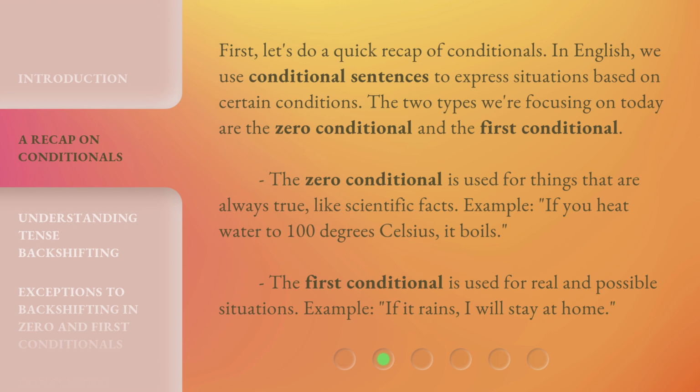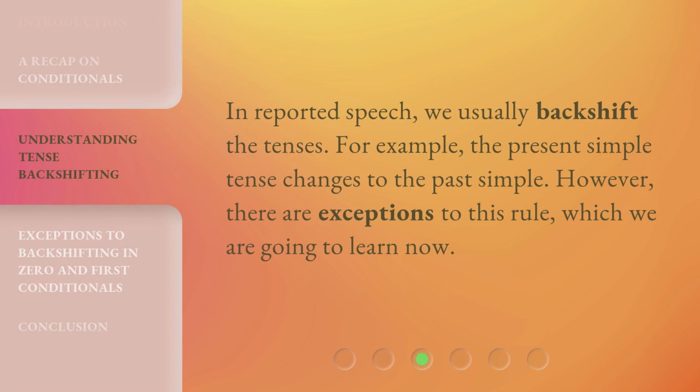The first conditional is used for real and possible situations. Example: if it rains, I will stay at home. In reported speech, we usually backshift the tenses. For example, the present simple tense changes to the past simple. However, there are exceptions to this rule, which we are going to learn now.